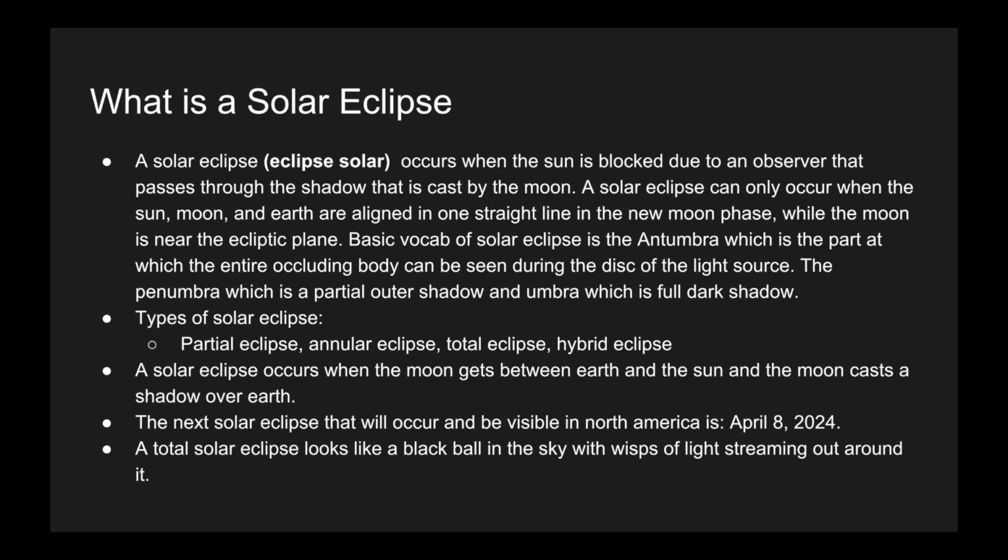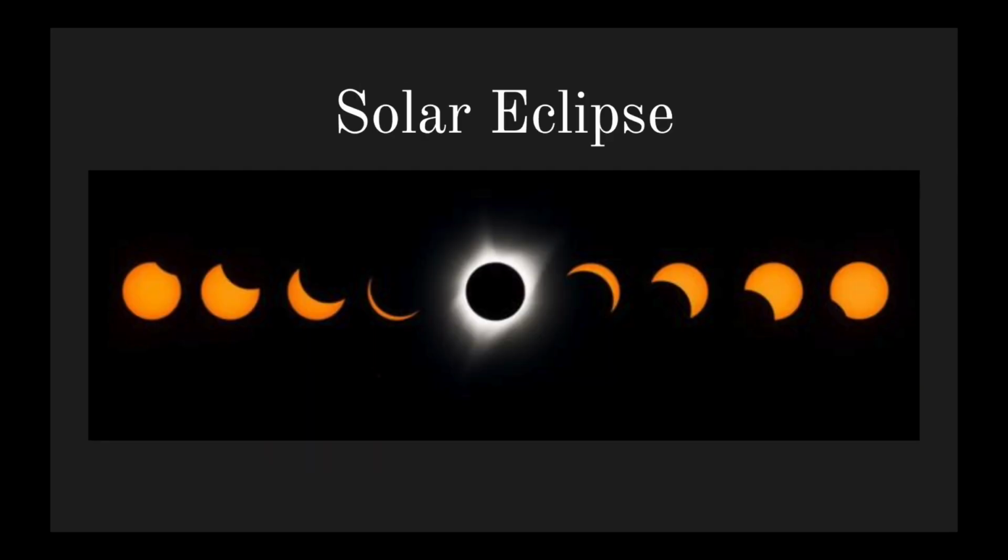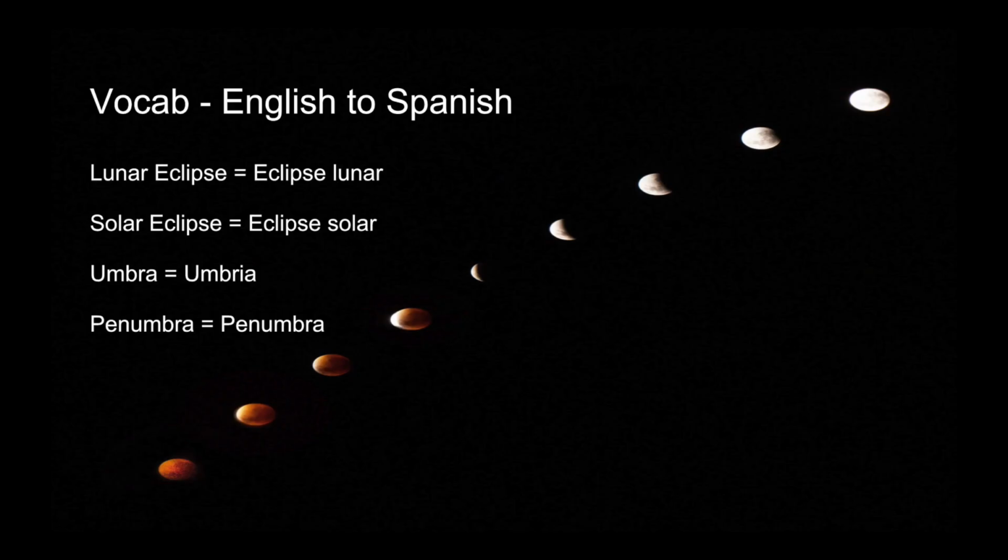And lastly, a total solar eclipse looks like a black ball in the sky with wisps of light streaming out around it. So here's a photo that showcases the stages of a solar eclipse. If you look at the middle, you can see how it's completely black and there's a bright light that shines out from behind. So here's some basic vocab we've learned throughout this video from English to Spanish.